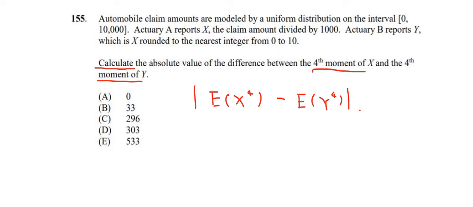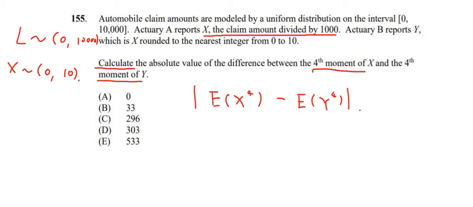This x is the claim amount divided by 1,000. This claim follows a uniform distribution between 0 and 10,000, right? So we can say x is uniform between 0 and 10. So x is a uniform distribution.